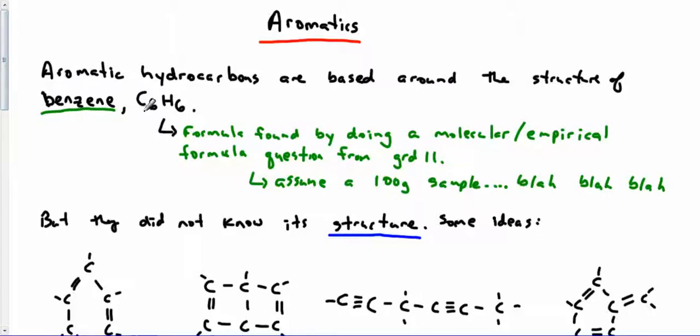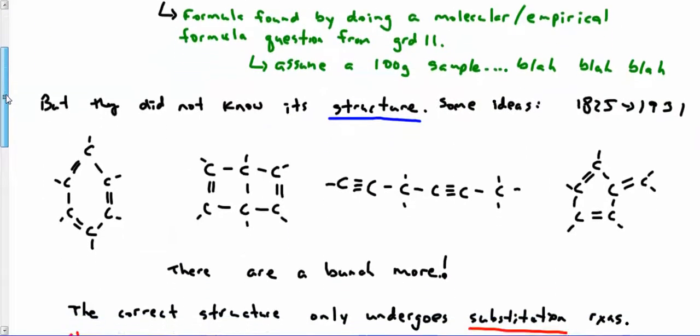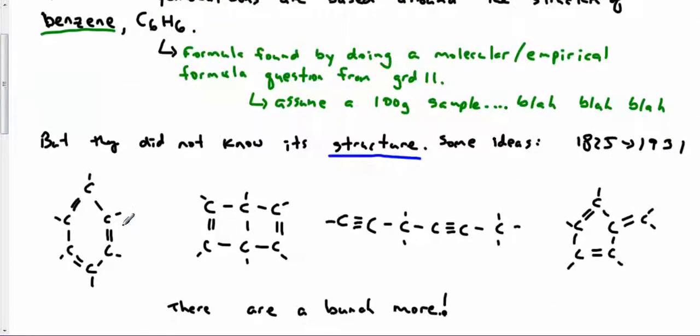But while they knew this was the formula, they were not sure what its structure was, and it took from 1825 all the way up to 1931 before they finally figured it out. Here are some ideas. I could have a ring of 6 with alternating double bonds. I could have two rings attached together with a double bond here. That one works. I could have a line of them with two triple bonds somewhere in there. That will work, and there are different positions for these that work.